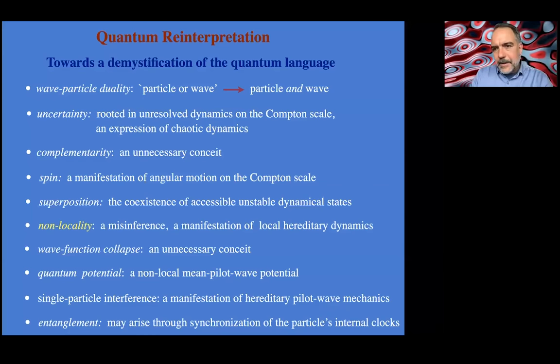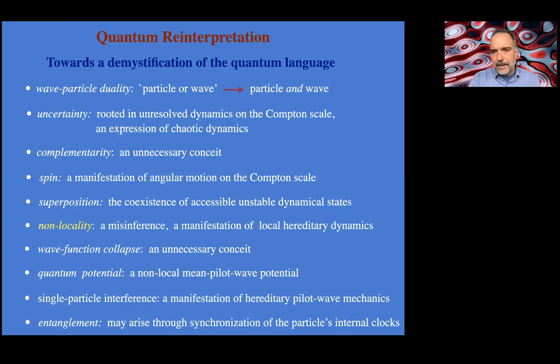So this has, I hope, provided a perspective which has the potential of demystifying some of the quantum language. When they talk about wave-particle duality, we think of this arising because there's both a particle and a wave. Uncertainty is rooted in the unresolved dynamics on the Compton scale, and it's basically an expression of chaotic dynamics. Spin is a manifestation of angular motion on the Compton scale. And superposition is the coexistence of accessible unstable dynamical states.